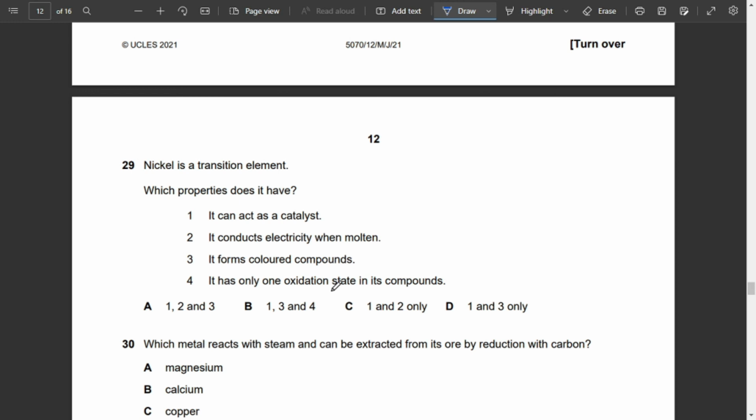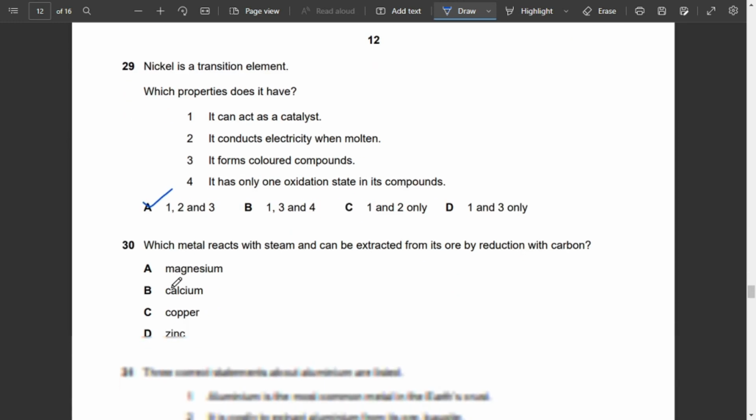Yes, definitely, because it's a transition element. Every transition element forms colored compounds. It has only one oxidation state in its compounds? Well, the point of transition elements is that they have variable oxidation states. So 4 is not the right answer for sure. So 1, 2, and 3 is the right answer, which makes it option A.